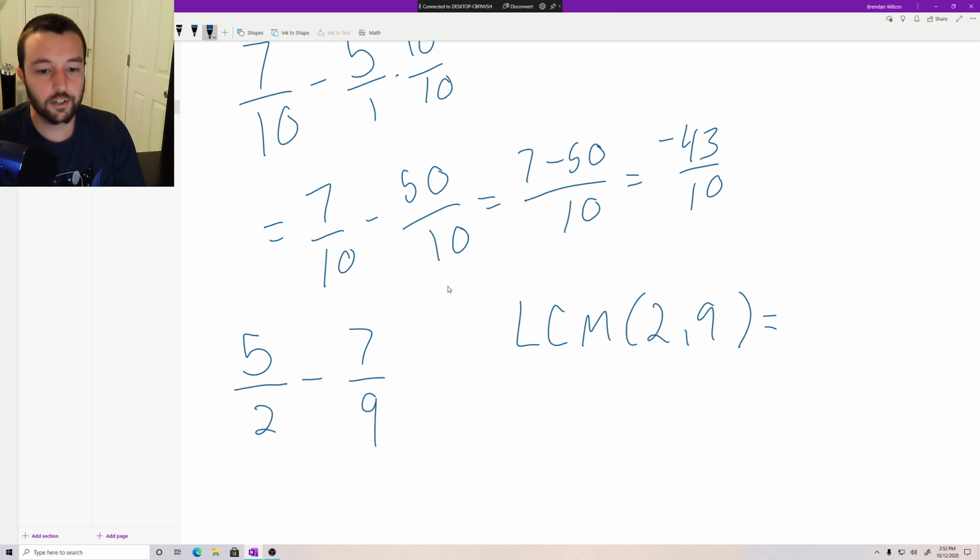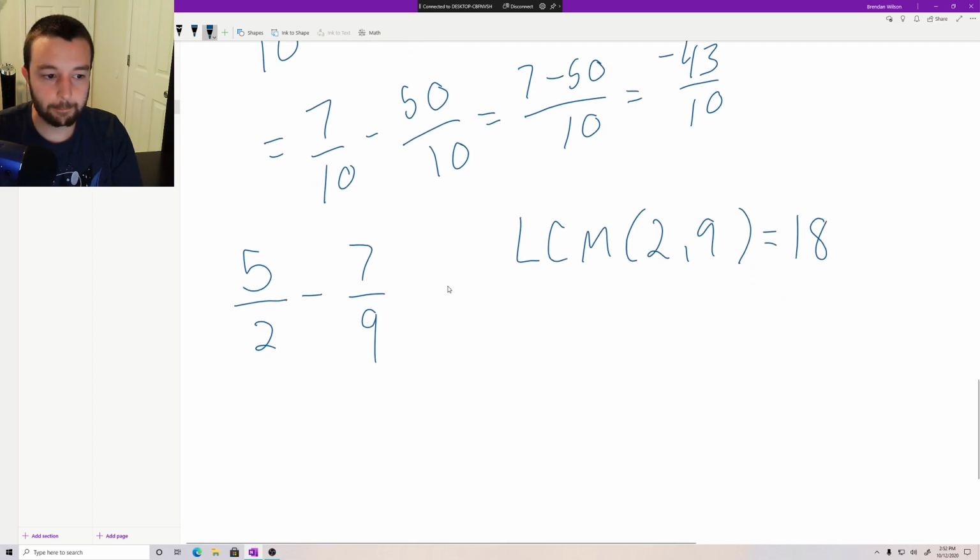Okay. So if you can think of another multiple off the top of your head that is common to both of these numbers, then great, that's fine. Like if you wanted to use 90, for example, because it was the first one that popped into your head, that would be fine. It just makes the numbers nicer if we use the least common multiple. That's the only reason we are. So the least common multiple here would be 18.